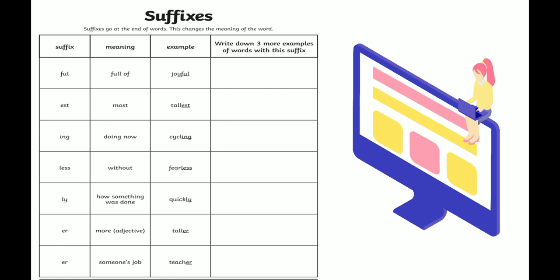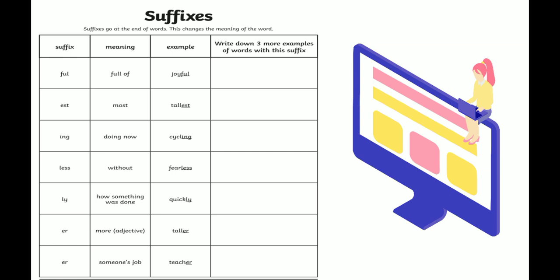Next, est. Est means most. You have also used est in making the superlative degree. When we write the superlative degree of an adjective, sometimes we also use est. Here one example is also given. Tallest, with tall, est is added, and the new word is tallest. Just like this, you have to think. Let's think. It can be hottest, then wettest.